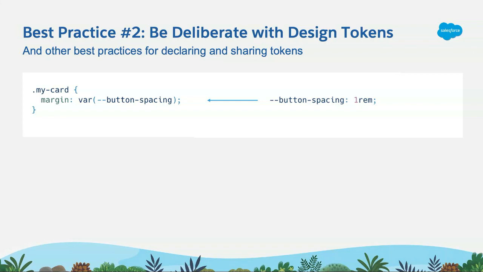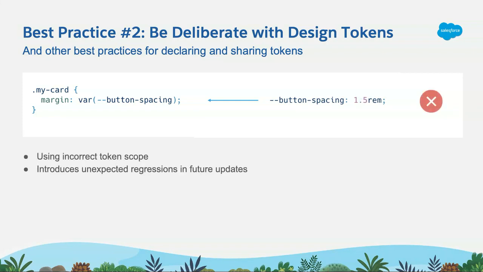Well, we have an incorrect token usage here. If you notice the token's name, it's called button spacing. It's prefixed with the word button. That means it's scoped to button components only. Our component is a card.